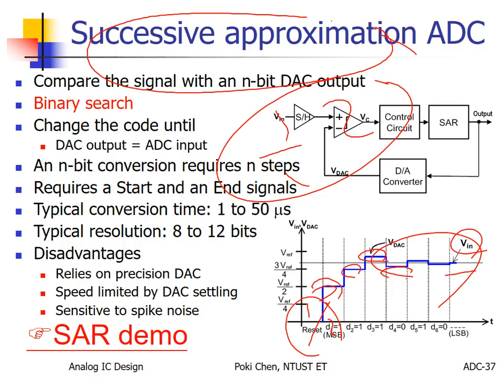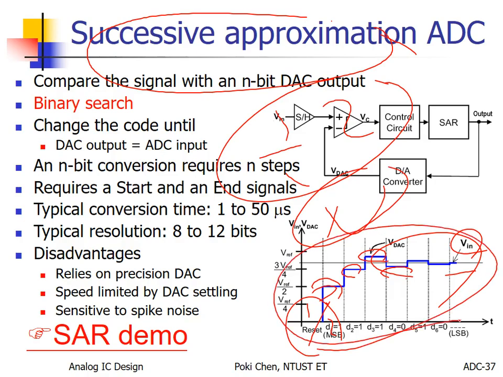And how about the conversion time? N bits means what? You need to compare n times. So the throughput is 1/n. Okay? After n cycles of operation, you will get one result. That is for throughput. And then, if you would like to speed up the operation, what can you do?